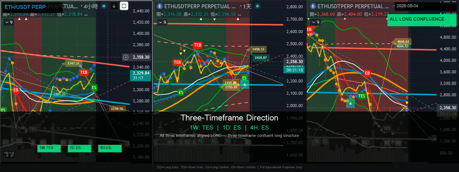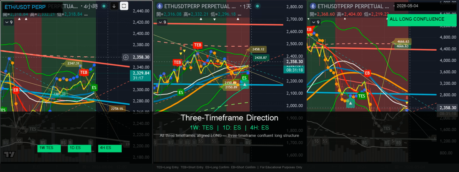Now the 4-hour chart. The 4-hour previously had TEB and EB signals that caused short-term disruption. But on the right side of the chart, we now see an ES signal, confirming that the short-term bearish interference has been resolved and the 4-hour is back in bullish continuation mode. The 4-hour ES aligns with the daily ES and the weekly TES. 4-hour bias, long, confirmed by ES.